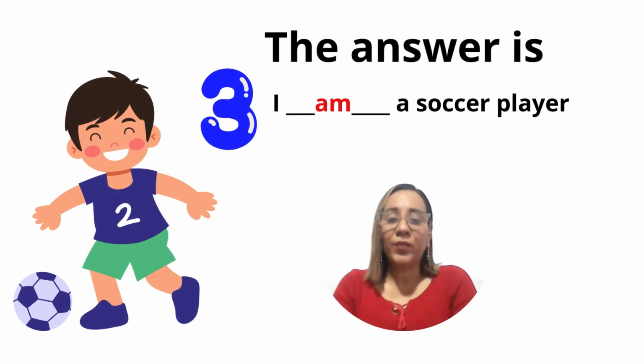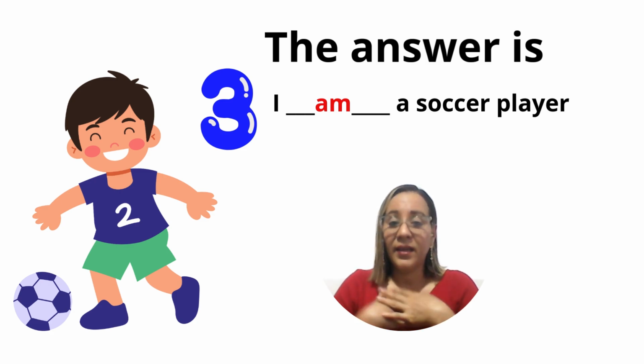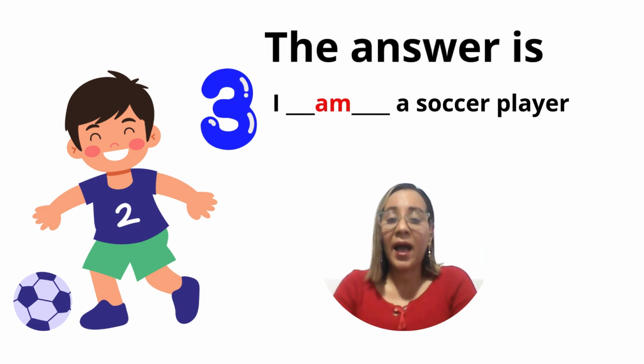Sentence number 3. I am a soccer player. Why am? Because we learned that with the subject pronoun I, we use the form am, only with this subject pronoun.